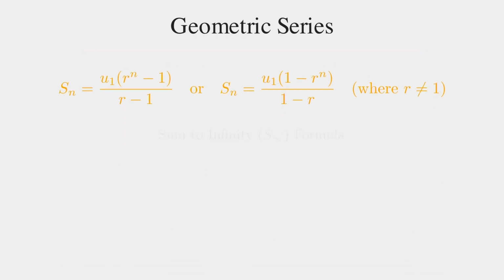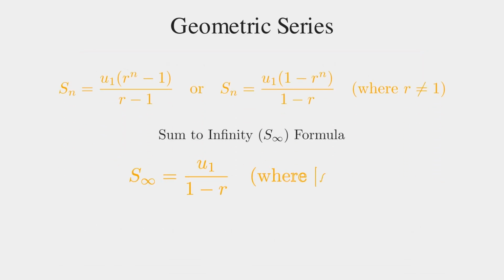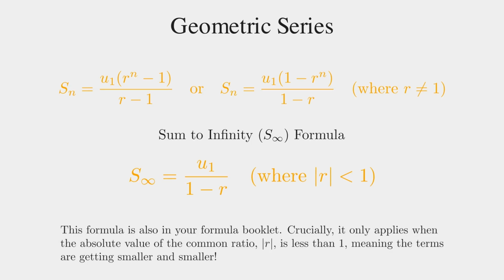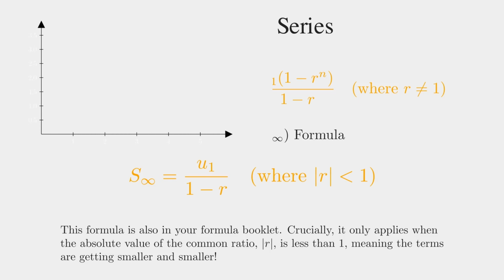Now, S_∞ = u_1/(1 − r). It is in your formula booklet, and we use it when the absolute value of r is smaller than 1, which means our sequence will converge. Consequently, the sum will converge. And what we mean by converge here is that when you graph the sequence, it will approach a certain number, but it will not be equal to it.